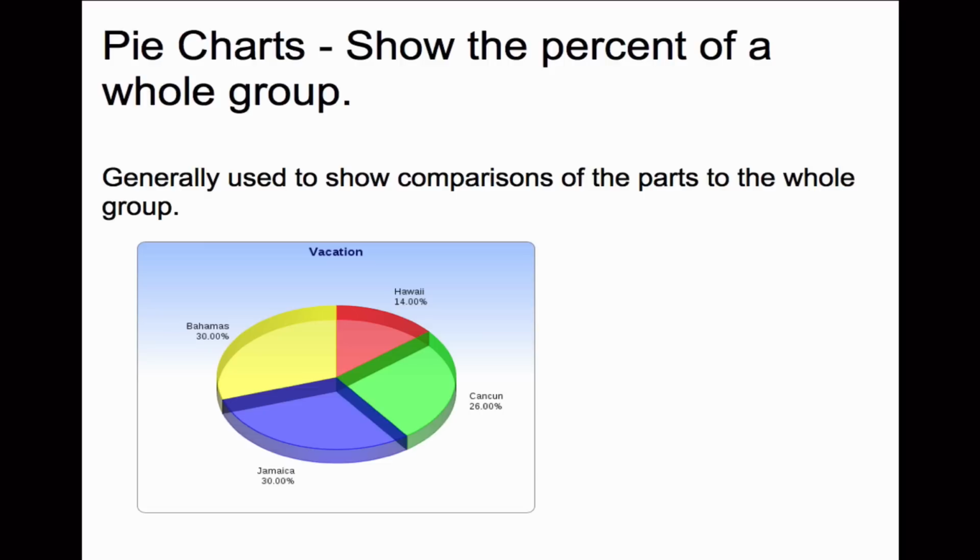Pie charts show the percent of a whole group. So let's say I asked 500 people where they like to go on vacation. Well, then this pie graph would split that up, and it would show what percent of that 500 chose Hawaii versus Bahamas versus Cancun, Jamaica.